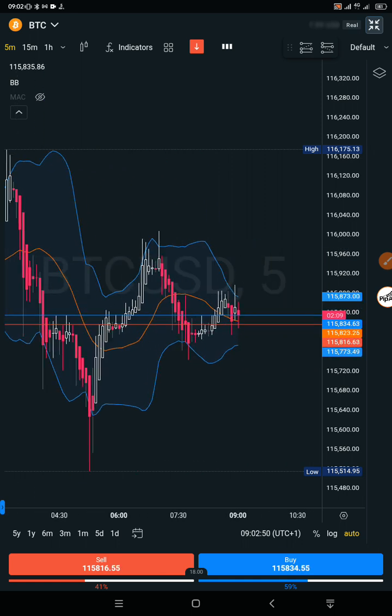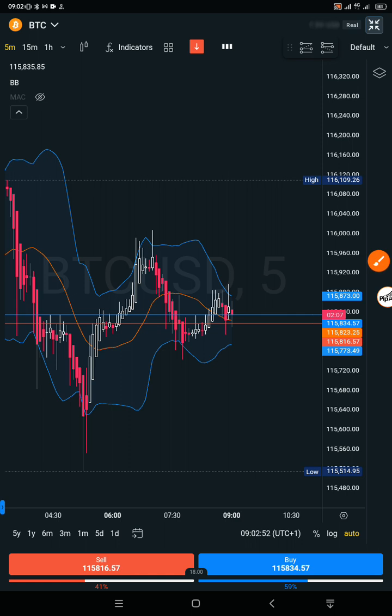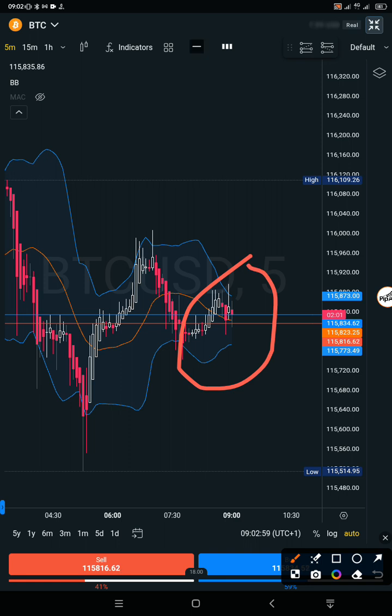You see, in fact, the Bollinger Band is getting tight here on the 5 minute chart on Bitcoin. Look at it, it's getting tight. This is a positive sign that a big move is about to come. Yeah, for those who know Bollinger Band, this is a big sign that a big move is about to come.